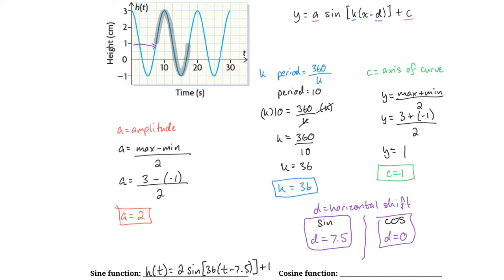So for the cosine function, everything is going to be the exact same except for d. So d is the only thing that's going to be different. So for the cosine function, we're going to do h of t equals 2 times the cosine of 36t. We don't have a d value because d is 0. And then at the end, again, we have plus 1. So this is our sine function and our cosine function that models this graph.